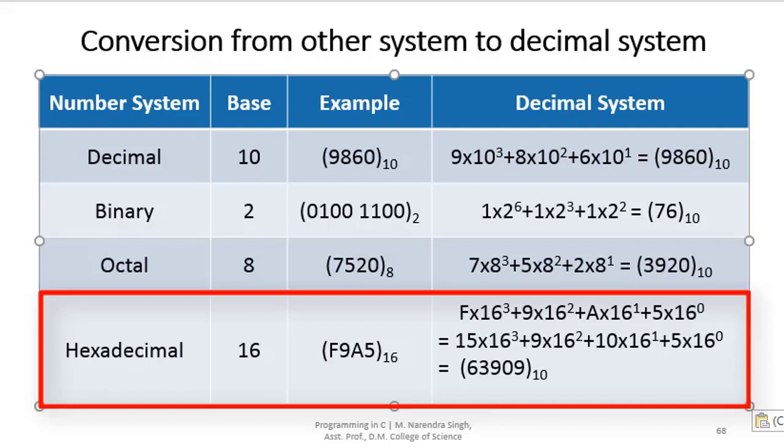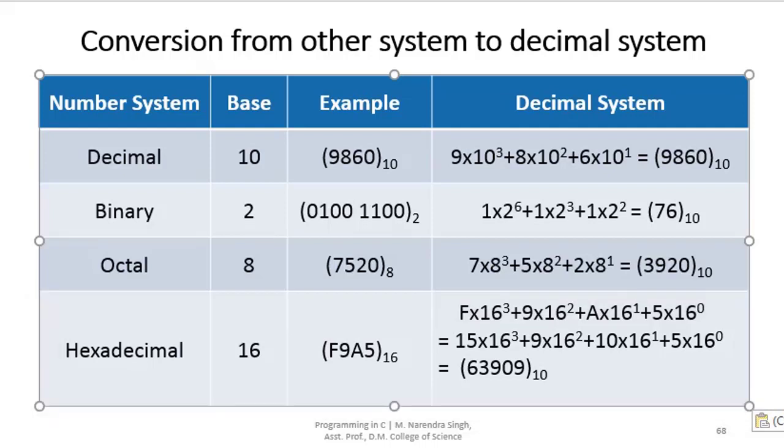Now before we start adding up these products, let us first convert the letters F and A to its decimal equivalent. Remember, F means 15 and A means 10 in hexadecimal. So we replace F and A by 15 and 10, find out the multiplication, then add them together, and we get the decimal equivalent as 63,909. So that's how we convert any given number in binary, octal, or hexadecimal to its equivalent decimal number.